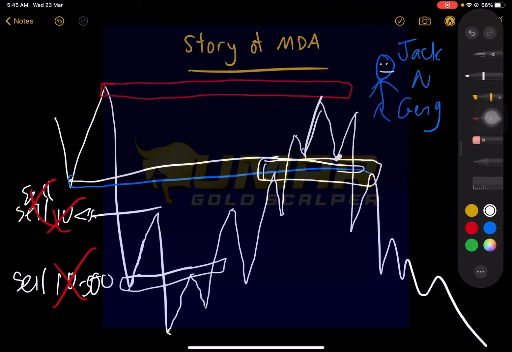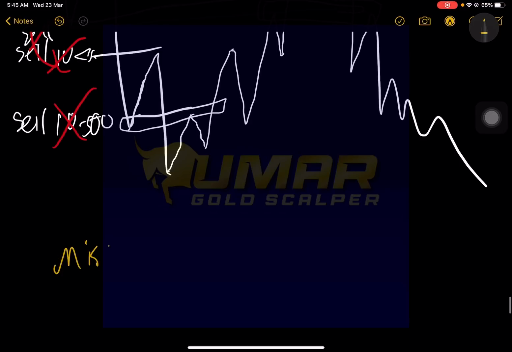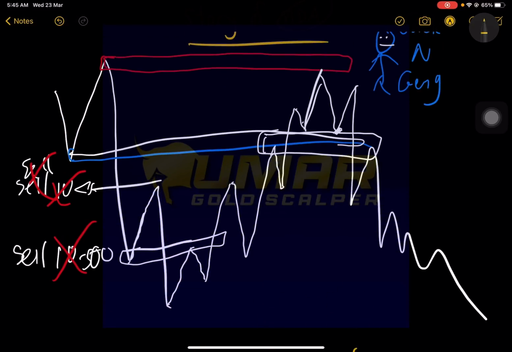Listen folks, I need you to know that price always makes manipulation in the market, right? The banks, all of them. The market has many manipulations, and this is one of them. So the MDA, we call it miss, deep, and accurate. So where the miss is, this point. This is miss and deep, deep, deep, deep, accurate.